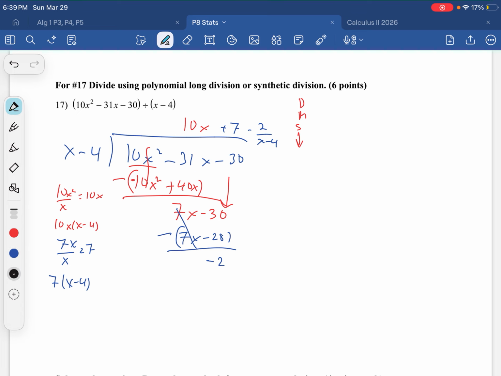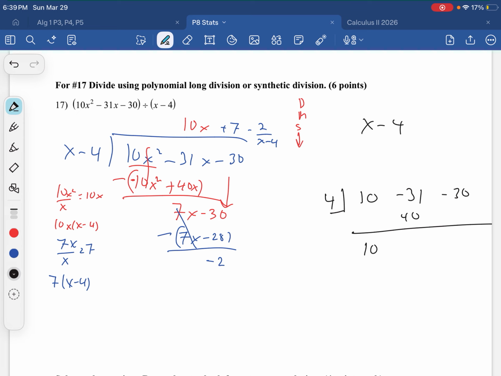With synthetic division, we're doing the opposite: if it's x minus 4, I want a positive 4 in here. Then my numbers are going to be 10, negative 31, negative 30. Bring down the 10. 10 times 4 is 40. Then this is going to be 40 plus negative 31.